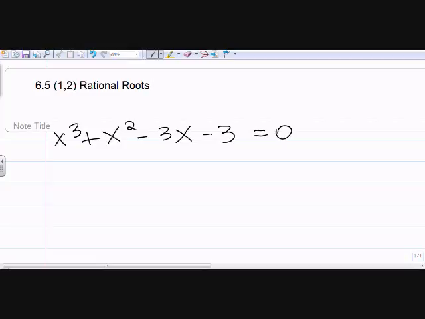Now, when I'm factoring, I'm looking for roots. I'm looking for when this equation is equal to 0, when the polynomial y equals x cubed plus x squared minus 3x minus 3 touches the x-axis, or even where it doesn't if I'm getting complex roots. I want to try to factor this thing because that's the easiest way to find these roots. So if I want to find factors, I need to look for what's called my rational roots.